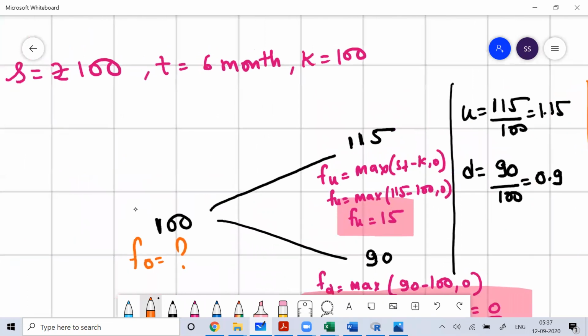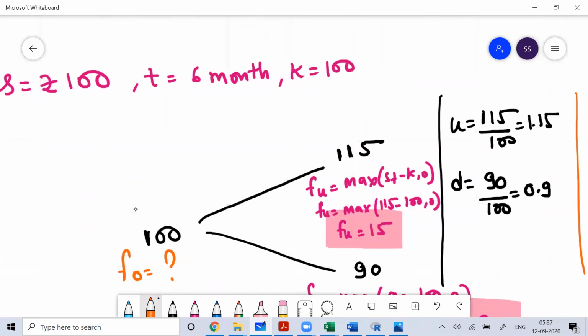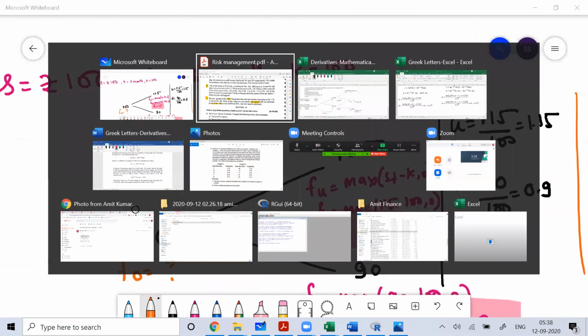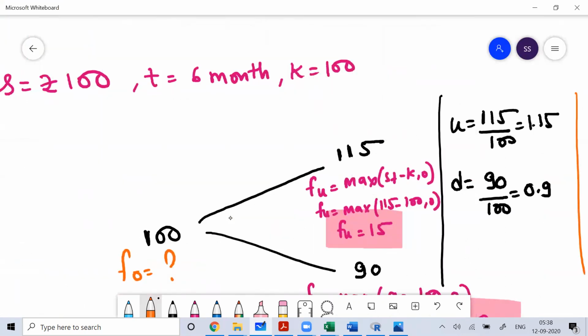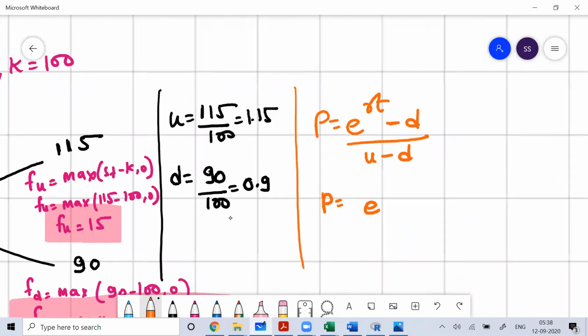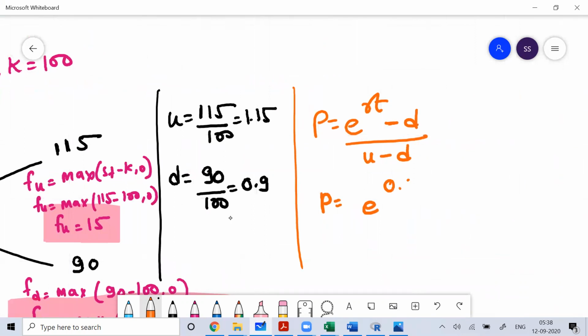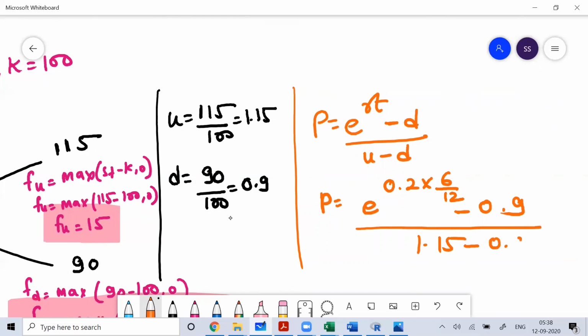r is not given, is it, in this problem? Time is 6 months and r I guess is not given. No, r is given, 20%. So r is 20%. Time is 6 months, so 6 by 12, minus d. d is 0.9, divided by 1.15 minus 0.9.